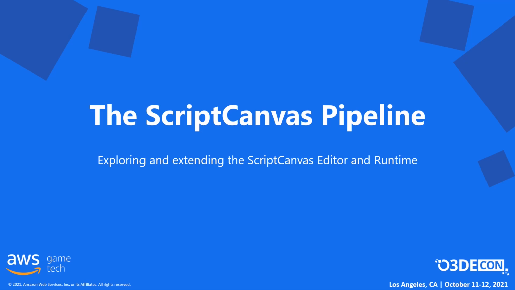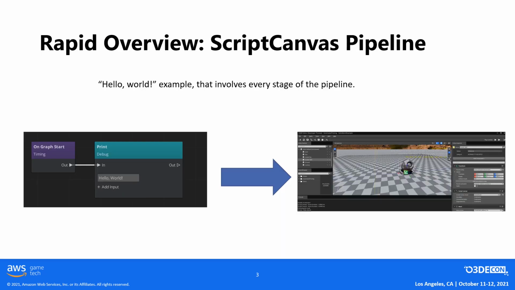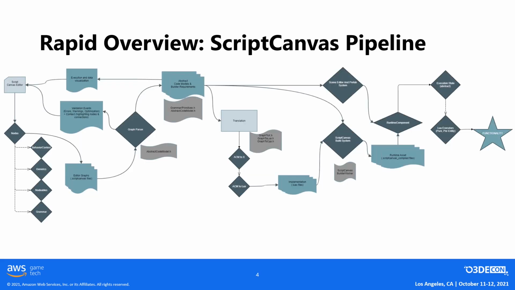I'm a senior software development engineer with Amazon Web Services, working on scripting in the Open3D engine. I'm going to give a rapid overview of the entire ScriptCanvas pipeline using the simplest example that still involves all of the steps. In O3DE, the goal for ScriptCanvas is to make the whole system and each component extendable and easily reusable in multiple contexts.